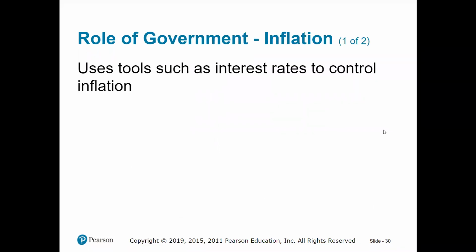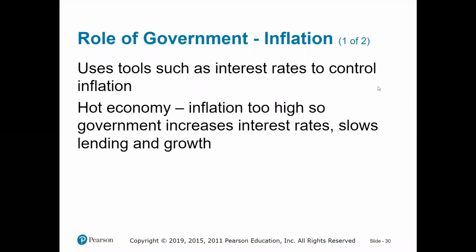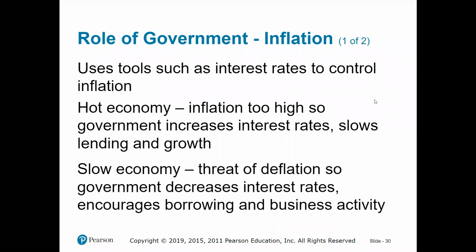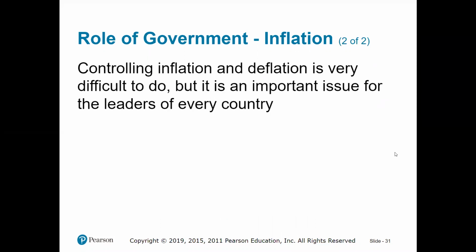Okay. Role of government and inflation. The government uses tools such as interest rates to control inflation. In a hot economy with inflation too high, the government increases interest rates, slowing lending and growth. In a slow economy with the threat of deflation, the government decreases interest rates, encouraging borrowing and business activity, which is basically where we're at right now. Controlling inflation and deflation is very difficult to do, but it is an important issue for leaders of every country. All right, that is it.